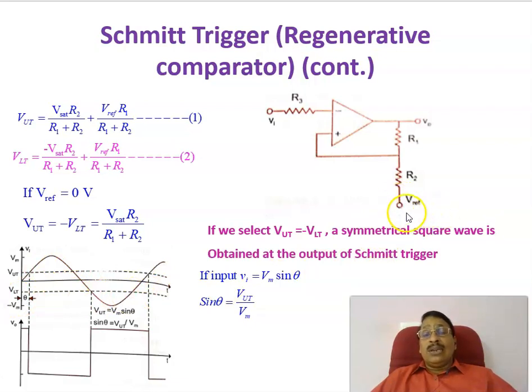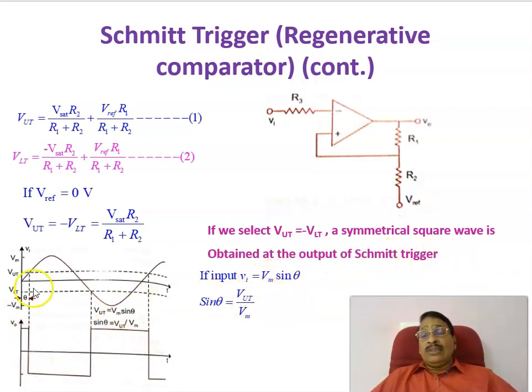Therefore, when you are grounding this point, or applying a 0 voltage, the upper threshold voltage is equal to minus of the lower threshold voltage. And here, if we select the upper threshold voltage equal to minus the lower threshold voltage, we will get a symmetrical square output at the output of the Schmitt trigger.